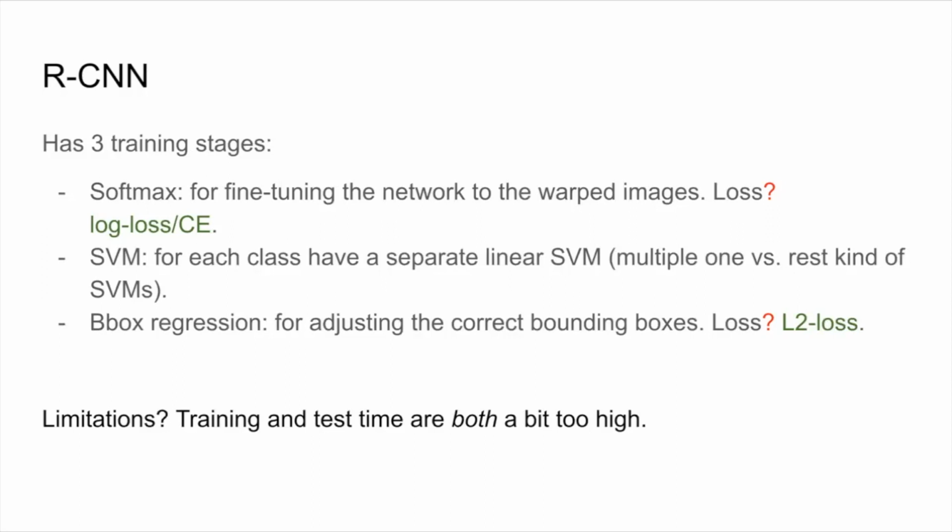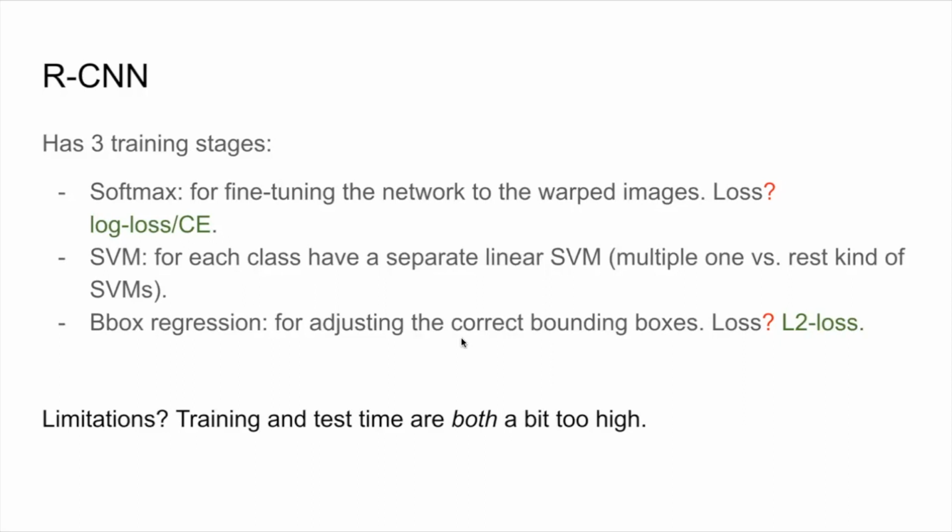Each class will have one. For example, for the cat class, it is either a cat or something else, right? And the third one is bounding box regression for adjusting the bounding boxes, and the loss we use here is L2 loss. And the loss that we use for SVM is the SVM loss, which is the min-max loss that we generally learned for the SVM. So that's straightforward.